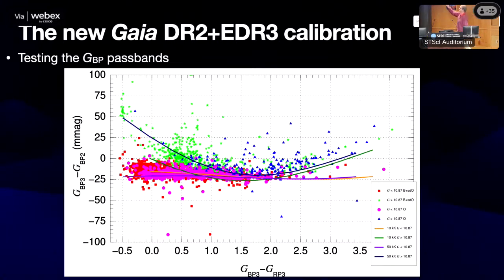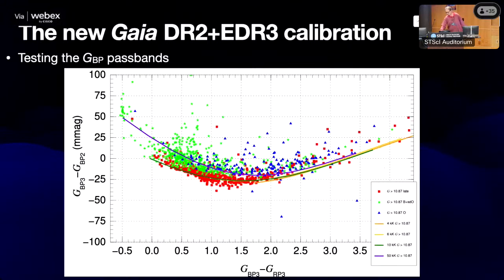So here you have this effect. This is a comparison between BP2 minus BP3. The red and magenta points are for bright stars, where the two passbands are very similar, so you see it's mostly flat. But when you compare it for the faint stars, there is a significant difference.